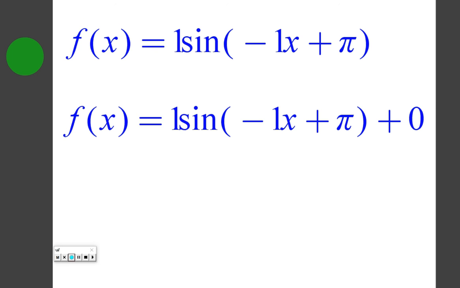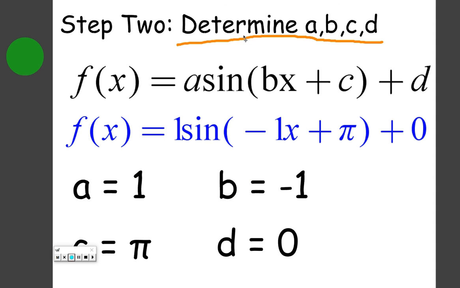I'm really not sure what I was doing with that slide, but anyways, it's the same thing. Now for step 2, we're going to determine a, b, c, and d. So basically we're just writing that out again. So we have a is equal to 1, b is equal to negative 1, c is equal to pi, and d is equal to 0.